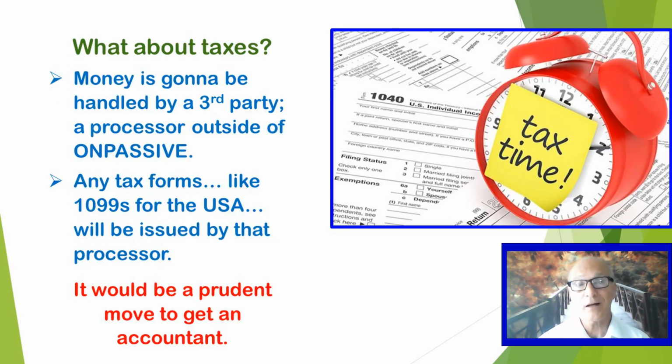So the next question is, what about taxes? Well, the money coming in is going to be handled by a processor outside of Onpassive. This is to say that Onpassive is not going to have their little fingers in the till, so to speak, and that alleviates the possibility of anyone in the company playing fast and loose with the financials. As a result, any tax forms and things of that nature, like the 1099s if you live in the USA, are going to be issued by whatever processor that is. However, I think it would be a very, very good move for you to start looking into getting an accountant, because you're going to be having some money roll in and you're going to need to take care of it.